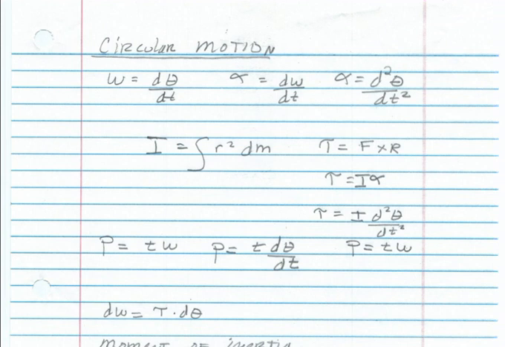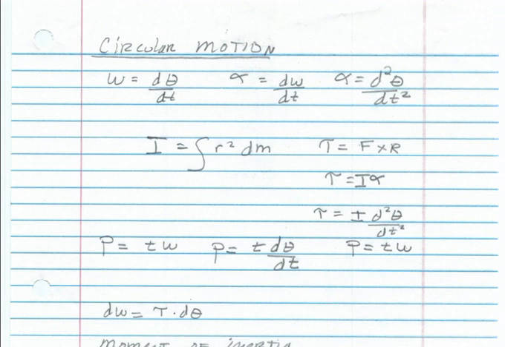This is video 2 for Physics C Mechanics differential expressions. We'll start off with I equals the integral of r squared dm for moment of inertia. And of course, torque equals r cross F. It should be r cross F, that's better, that way it gets the same signs that we have in our physics textbooks.